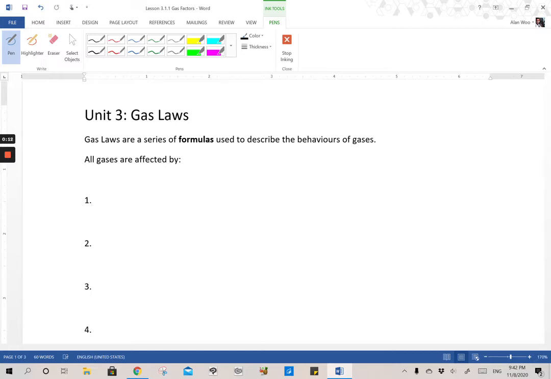Gas laws are basically all about gases, but what they really are is just a set of formulas. So gas laws are a set of formulas or equations that we use to help us describe the behavior of different gases. Now, every single gas is affected by several factors. One of the factors that all gases are affected by is pressure.